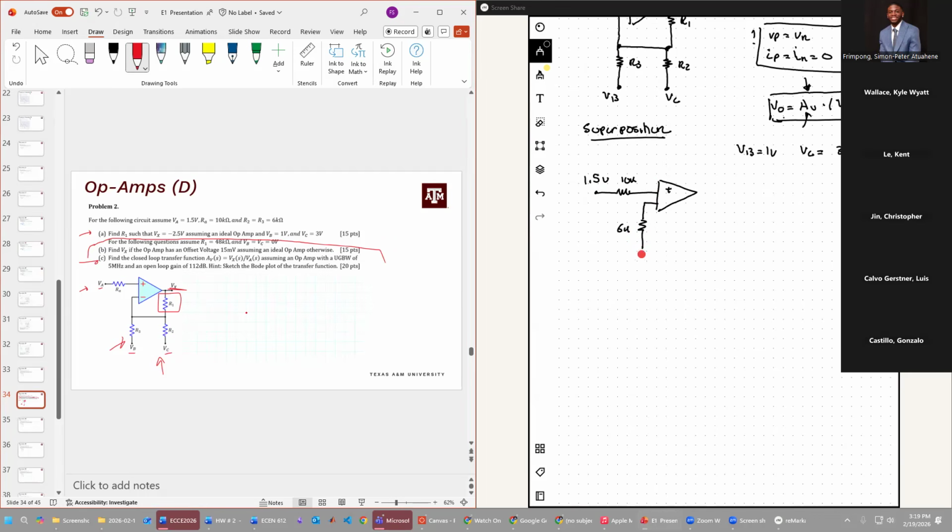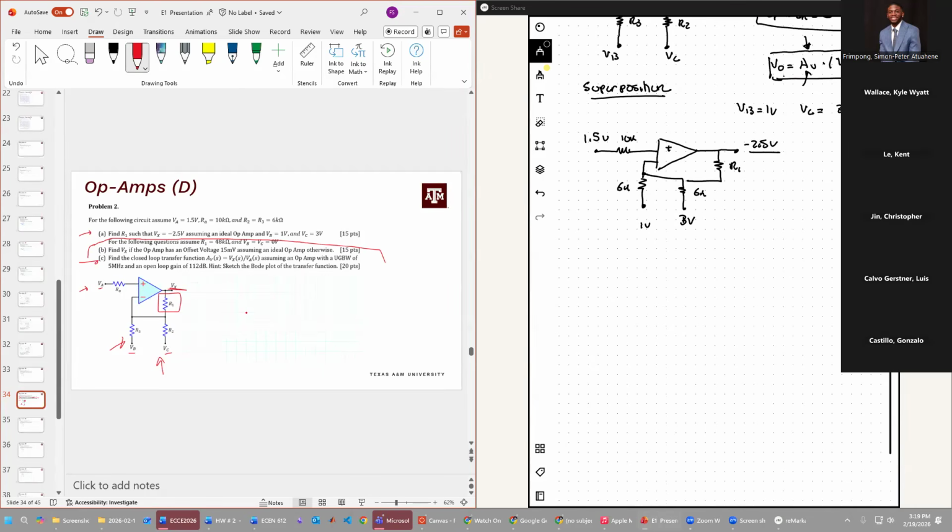Okay. VB is 1 volt. And over here, this is also 6K. This is 3 volts actually. And then finally, R1 is what we're looking for. And this is negative 2.5 volts.